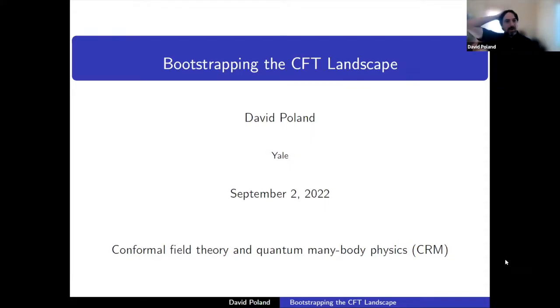I was hoping to tell you a little bit about some of the progress that we've made in the conformal bootstrap approach to conformal field theories and critical phenomena and quantum many-body physics, which is, I guess, the topic of this conference.